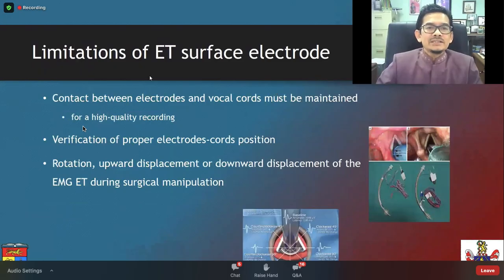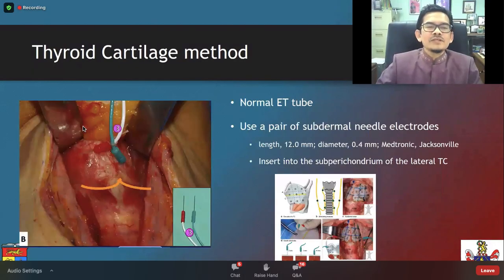But there are limitations of using the endotracheal surface electrode. You need a very good contact between the electrodes and the vocal cord. So you may need to use a bigger tube compared to the usual. You have to make sure that it is in the correct position. So you really need to work well with your anesthetist. But another problem during the procedure, especially if you are dealing with a large goiter, the rotation, the displacement, or when you maneuver during the procedure, might cause the tube to move in position. That will affect the reading of the EMG.